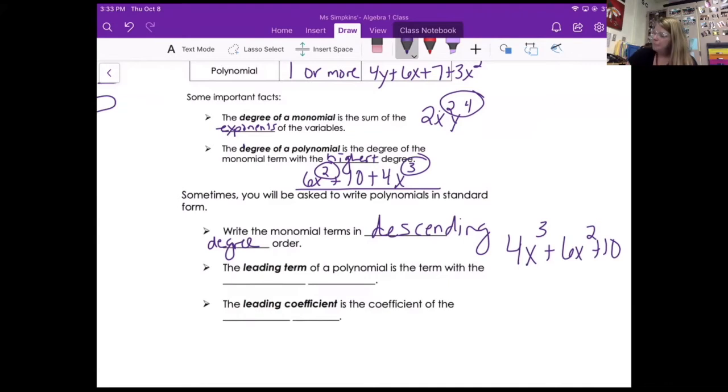The leading term is, when we write it in standard form, the term in the front, and it is the term with the highest exponent. So for this problem, the leading term would be 4x to the 3rd. And then the last thing is the leading coefficient, which is the coefficient of that leading term. So in this case, it would be 4. So the leading coefficient is the coefficient of the highest exponent. So in this case, it would be 4.